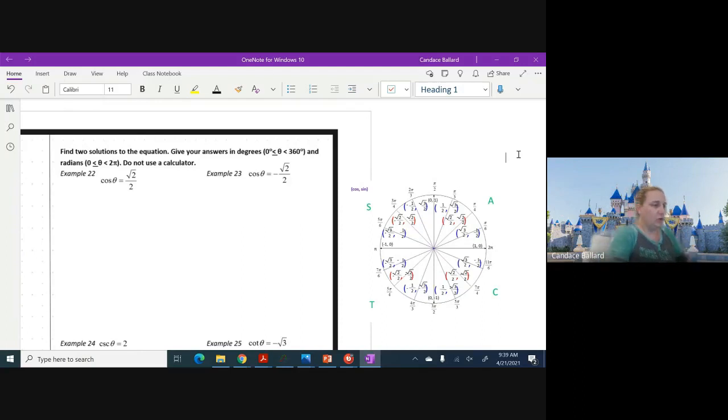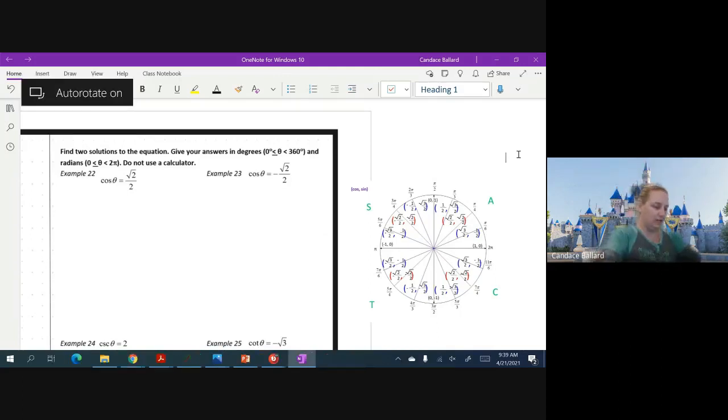Two solutions to the equation. Give your answers in degrees and radians. Again, it says don't use your calculator. All right, let's look at the cosine of theta equals square root of 2 over 2. So is the cosine the x coordinate or the y coordinate?